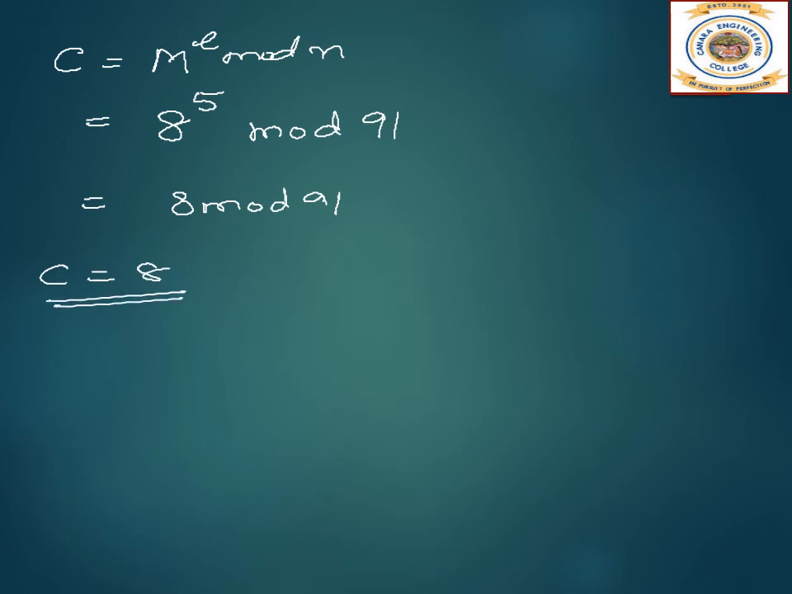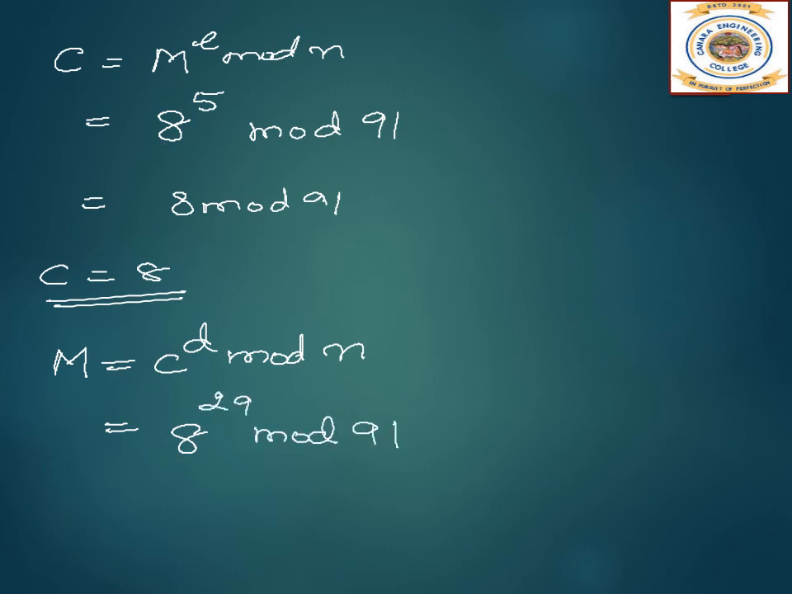Next, we need to do the decryption process. So, decryption process M is equal to C to the power D mod N. So here C is 8, D is 29. We have calculated N is 91. Now again in this case it is 8 to the power 29 mod 91. Let us do it in parts.